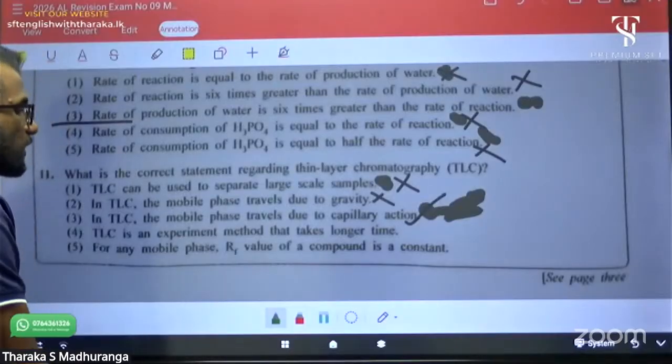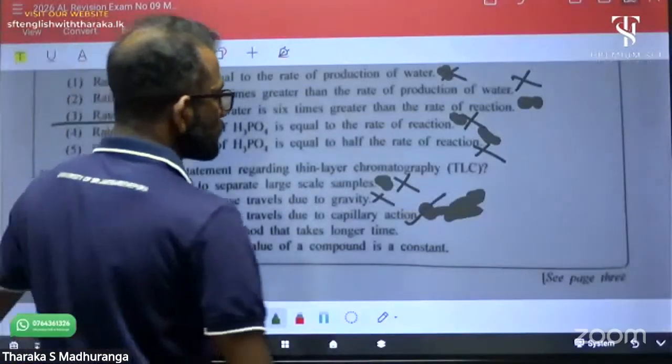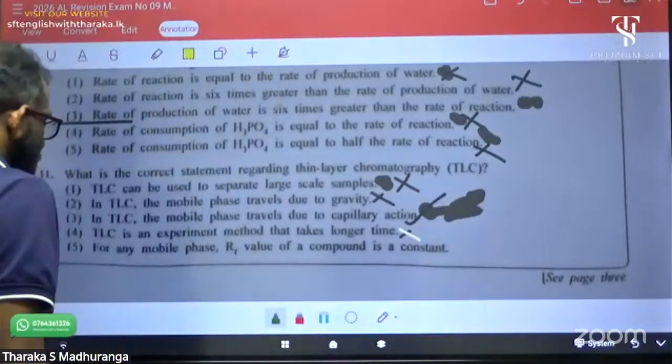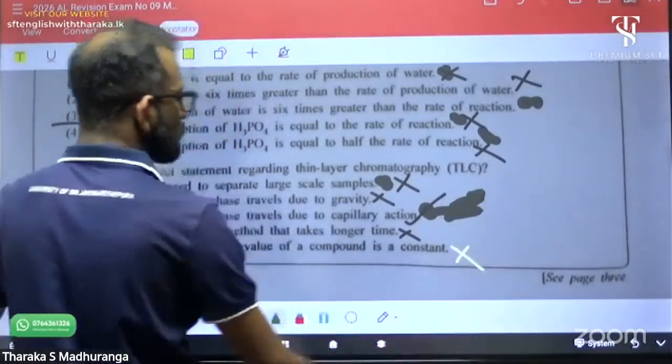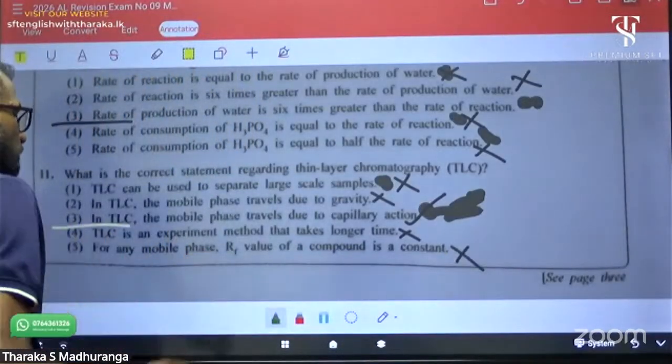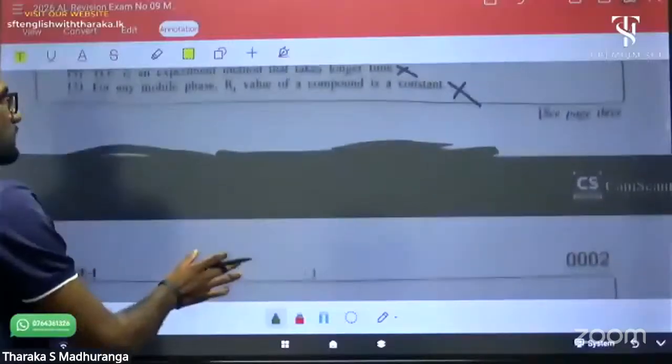TLC is an experiment method that takes a longer time. No, very short time. For any mobile phase, is the Rf value of a compound constant or not? That depends on the mobile phase. Answer number 3.